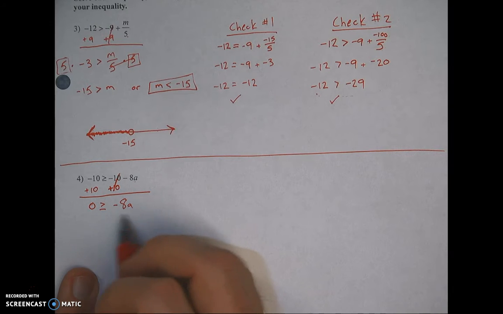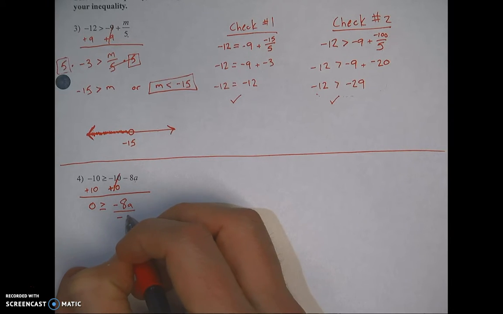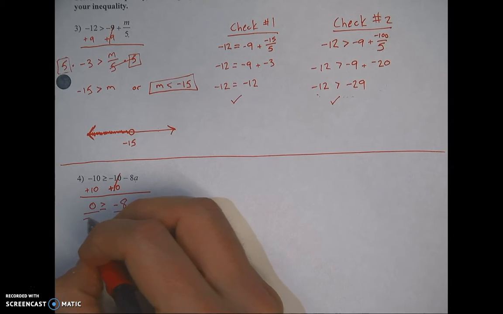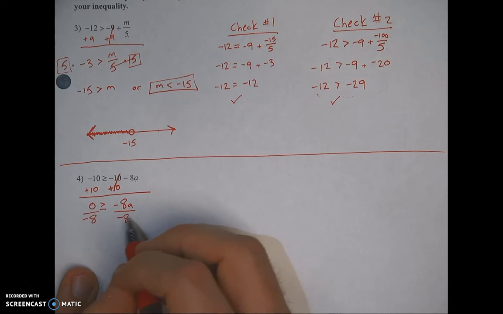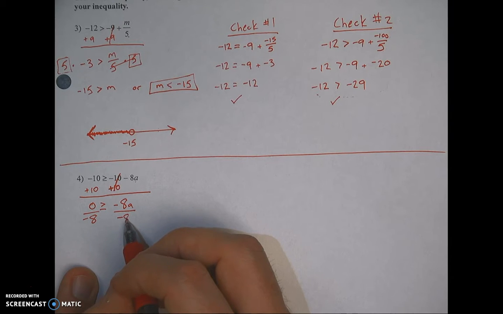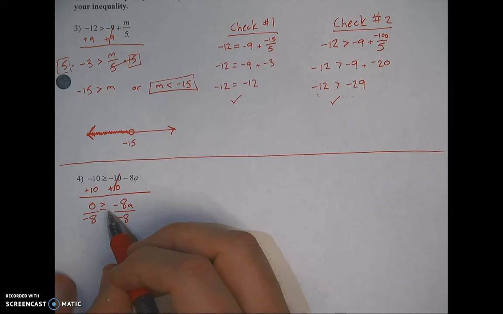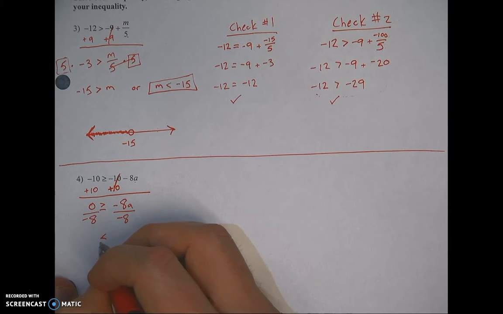Now to get A completely by itself, I need to get rid of this negative 8. It is being multiplied by A. So that means I want to divide by the negative 8 to get rid of it. Now as soon as you write this, you need to have that little bell going off in your head. I'm dividing by a negative on both sides. When I multiply or divide by a negative on both sides, my inequality flips. So this needs to go the other direction.